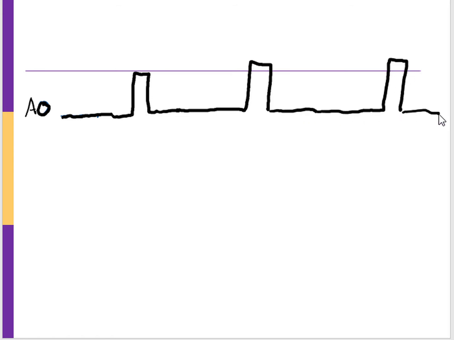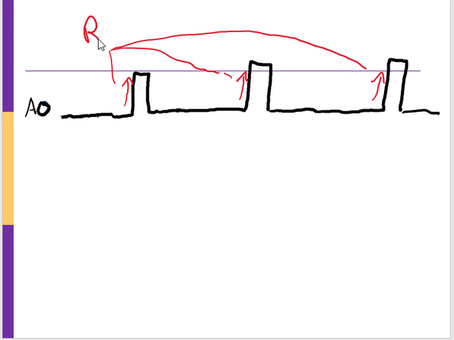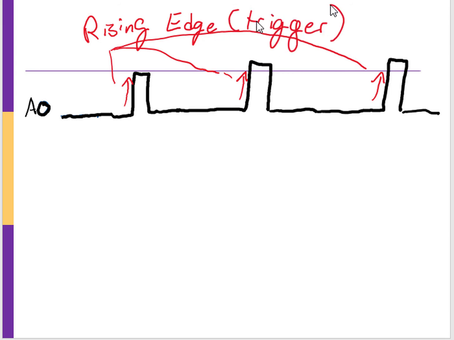So we see a waveform that looks something like this. Now what we want to do, and what we really care about, is at this rising edge here. At the rising edge, this is where we want to increment our counter. That's the trigger in which we want to have something occur, at that rising edge.